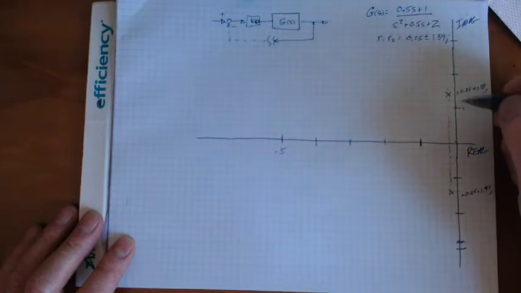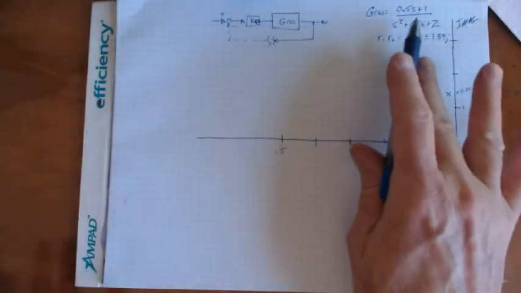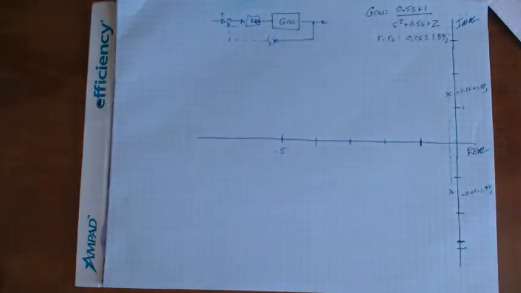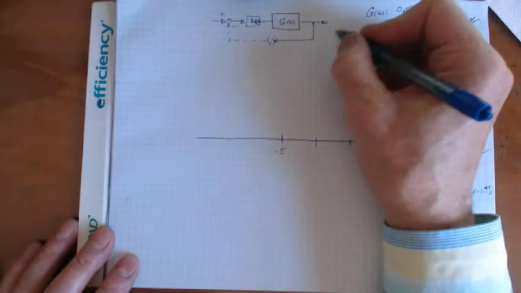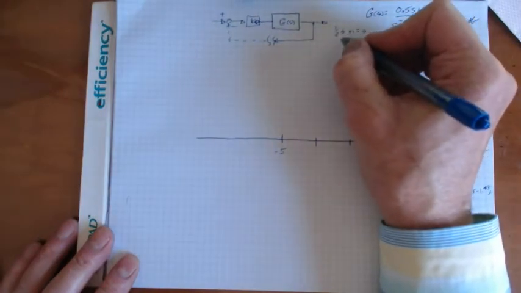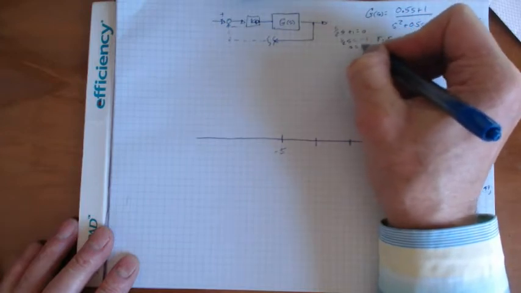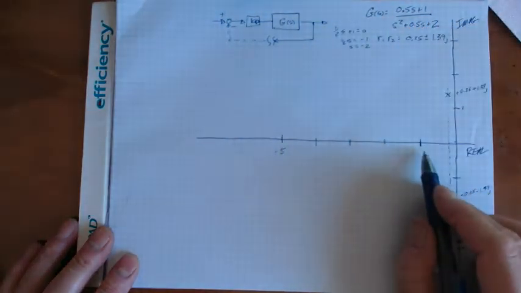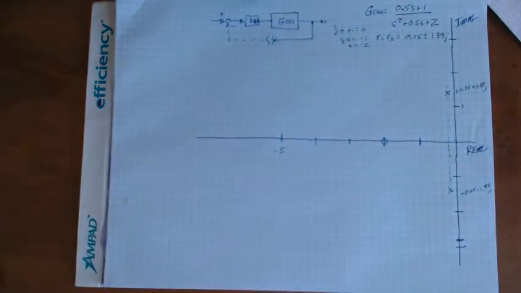All right, then we're going to find out where, oh wait, we forgot the zero. We have to also put the zero in. So the zero is at, let me do the math. 1/2 s plus 1 equals 0, 1/2 s equals minus 1, s equals minus 2. So here's where the zero goes. That's the zero.